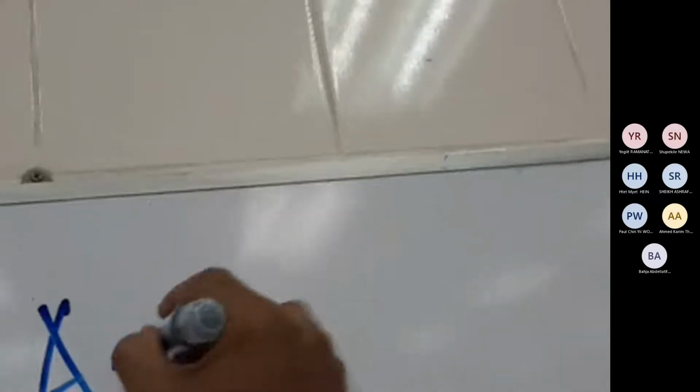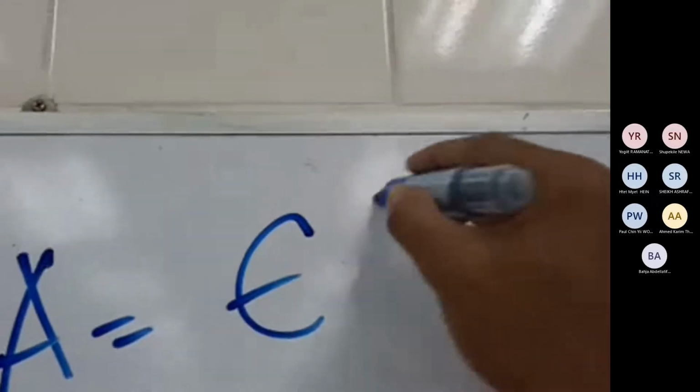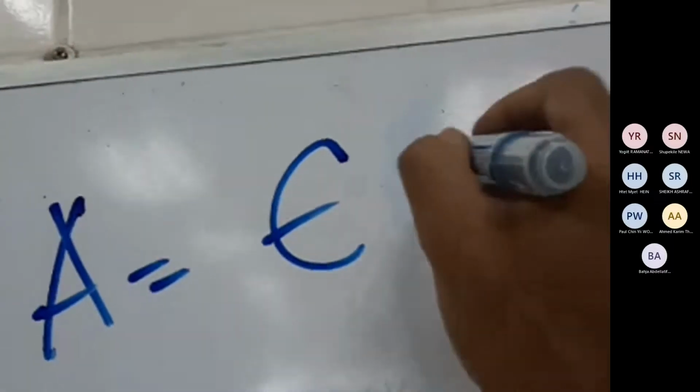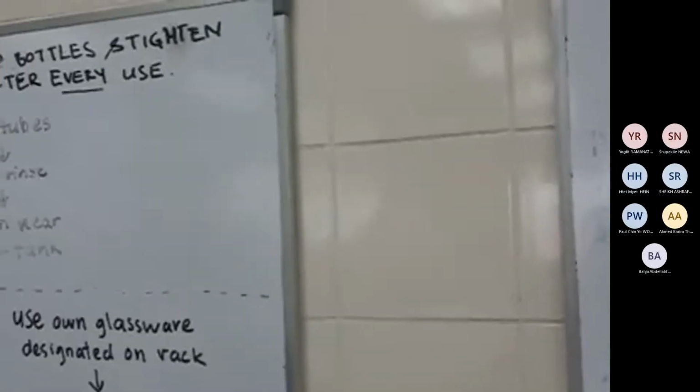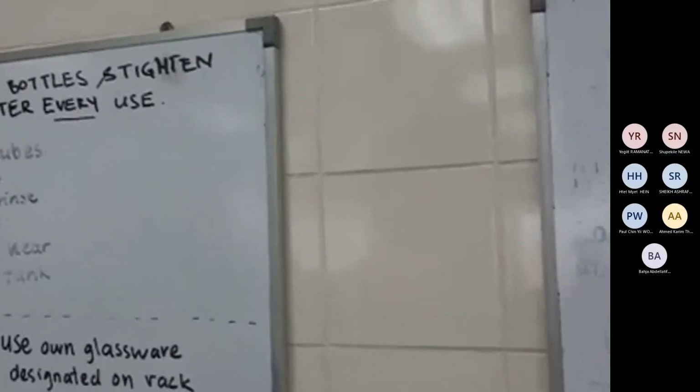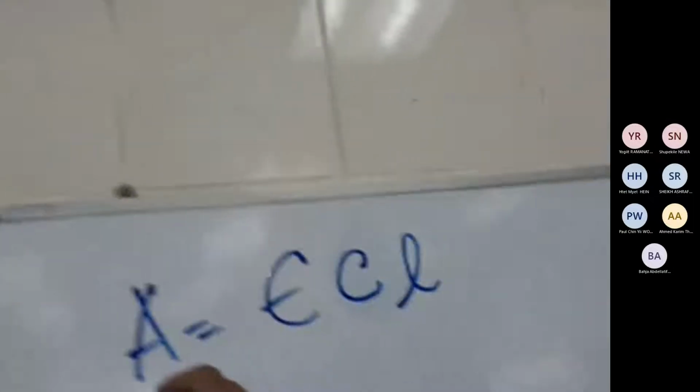And another thing, absorbance is epsilon C and L. This is the Beer-Lambert law that will be used. This is absorbance.